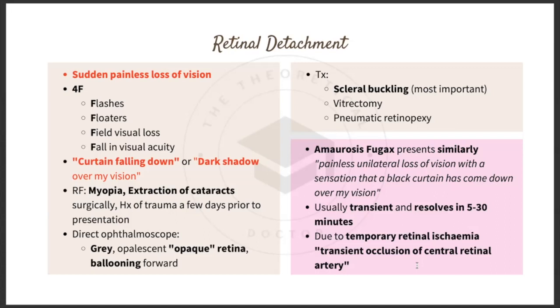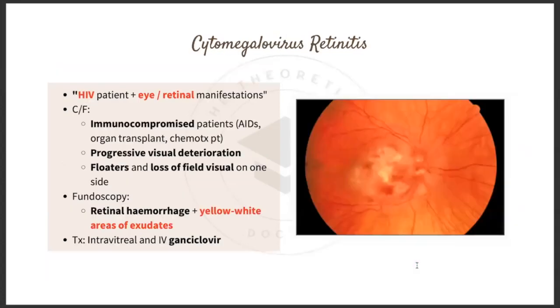So amaurosis fugax is like that. The vision loss is temporary, it's for a while, and then it comes back. But with retinal detachment, it does not come back.